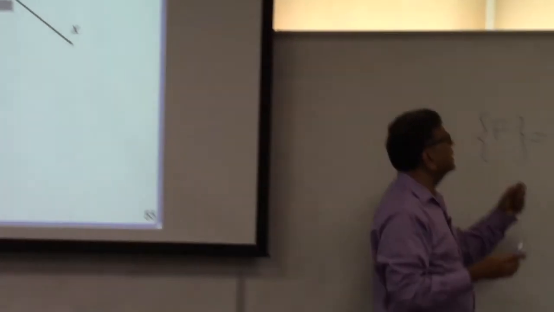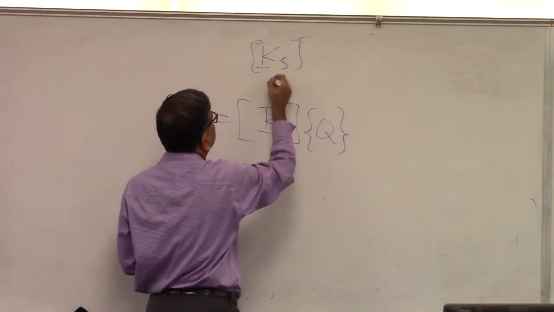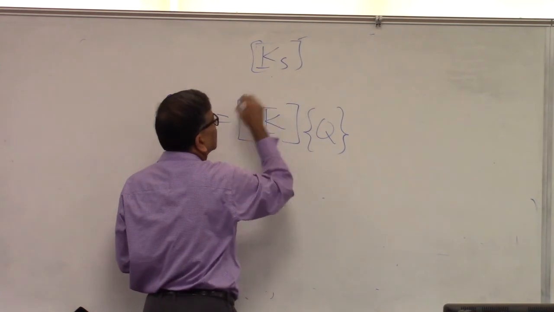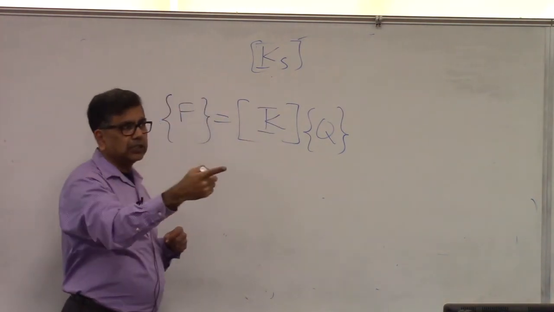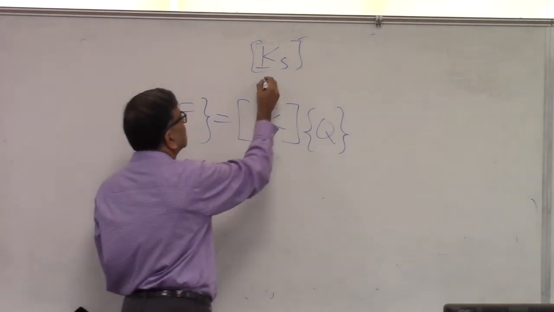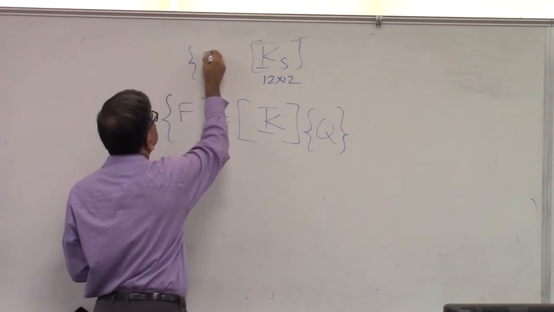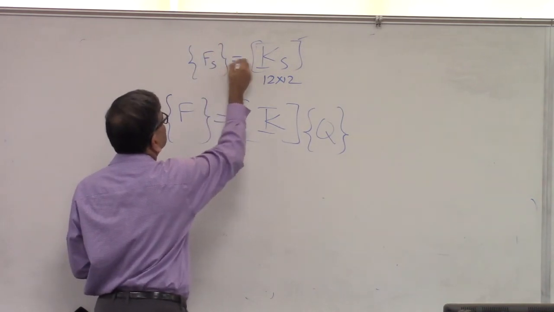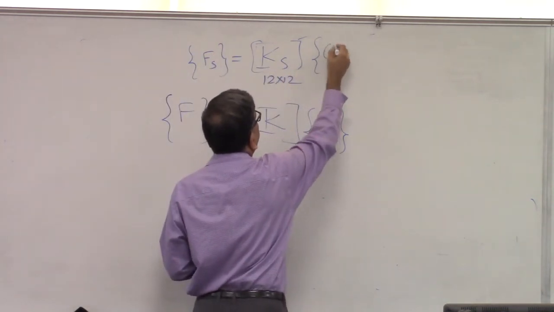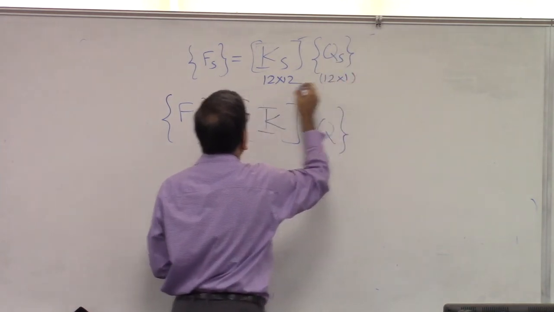So instead of assembling the KS, which is the structural stiffness matrix, in this example each node has 3 degrees of freedom. It is a 3-dimensional problem. So 4 times 3, 12. So it will be a 12 by 12 matrix. And there are 12 forces you can apply in the structure, including the reaction. There are 12 degrees of freedom, including the support.